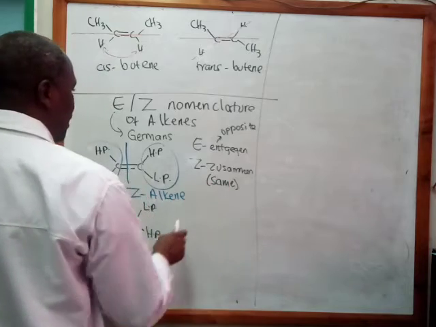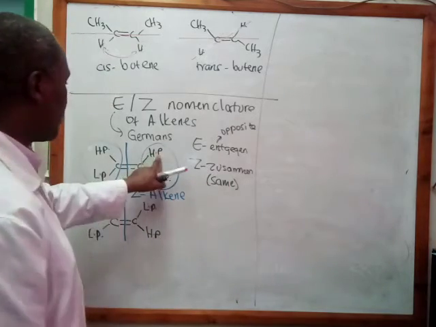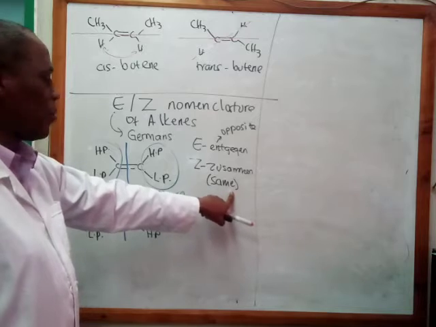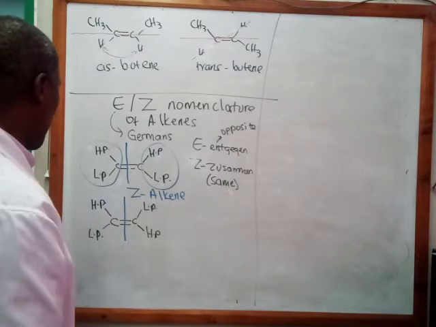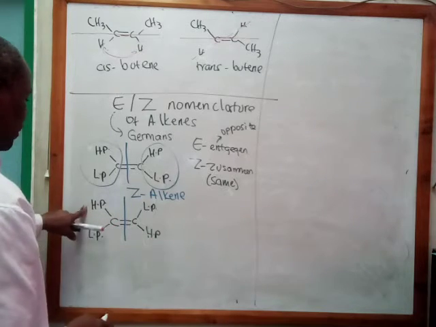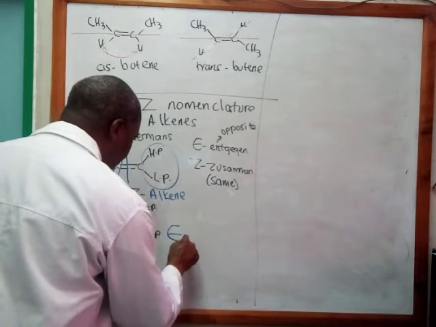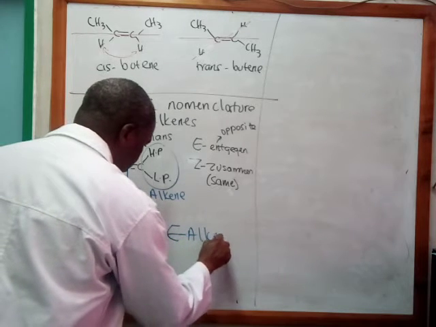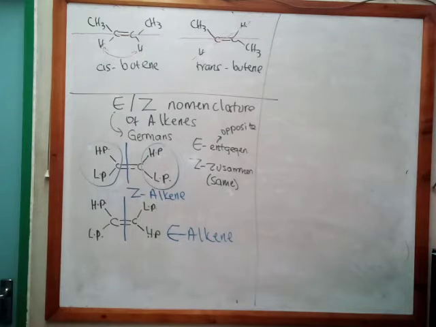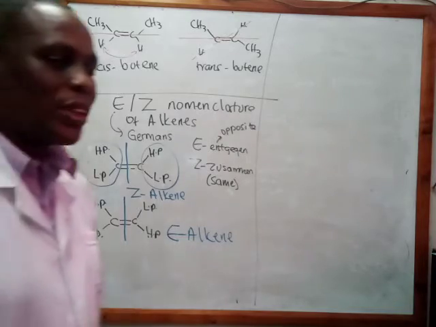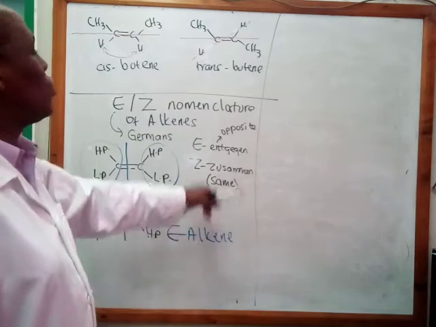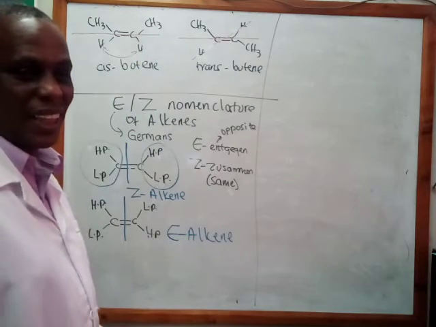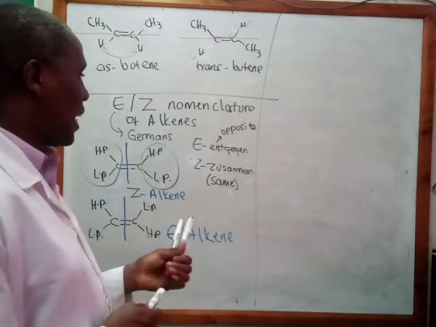It means that the high priority groups, they are on the same side of the double bond. In this case, you've got the low priority groups also on the same side. If you're going to have high priority groups on opposite side, so this will be called an E alkene. Okay? All right? What you're going to see is this form of nomenclature can also be used for the cis-trans alkane. Let us see how we can use it.